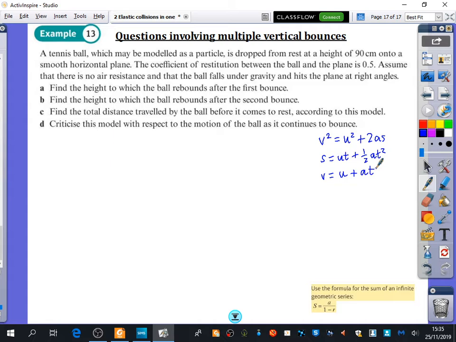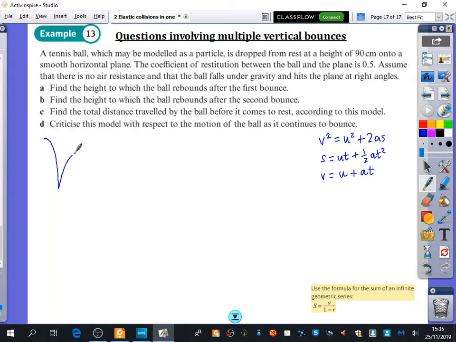The reason there's no air resistance is because we are modelling it as a particle and particles have got no dimension, so there's nothing for the air to even resist against. Okay, so it's going to start like this. It says find the height to which the ball rebounds after the first bounce. So we're going to drop it from here and it's going to go up to here. That's the thing we're interested in.